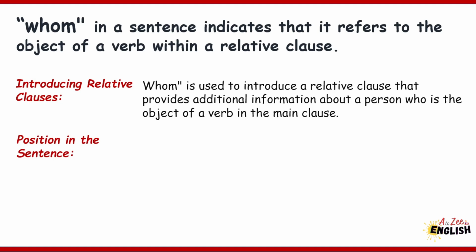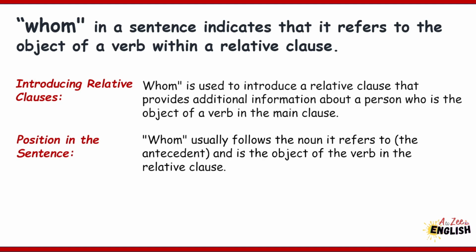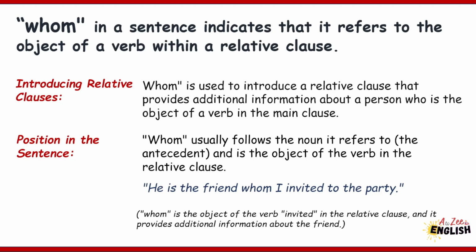Position in the sentence. Whom usually follows the noun it refers to and is the object of the verb in the relative clause. For example, he is the friend whom I invited to the party. Whom is the object of the verb invited in the relative clause, and it provides additional information about the friend.